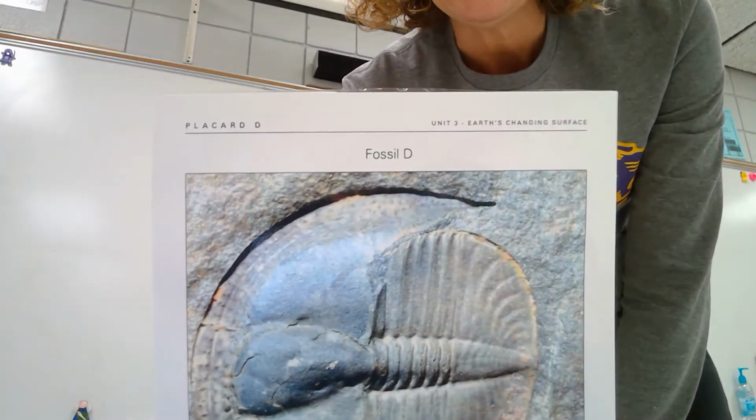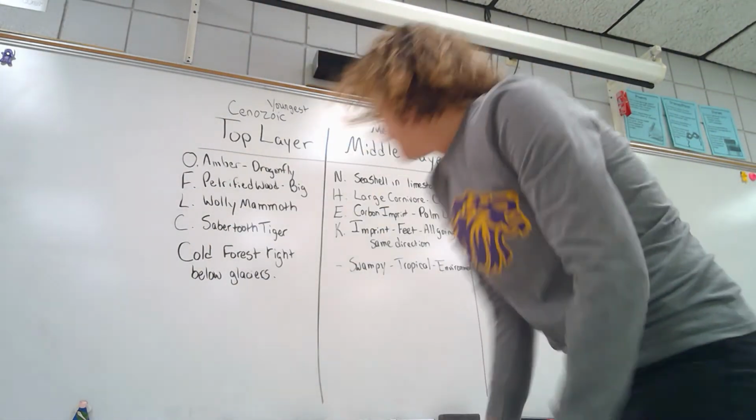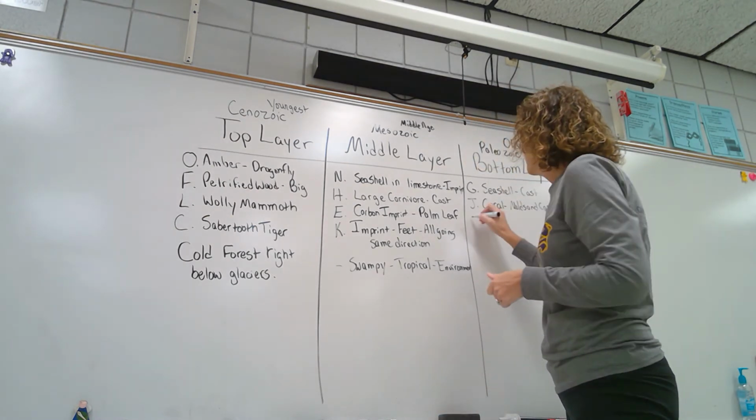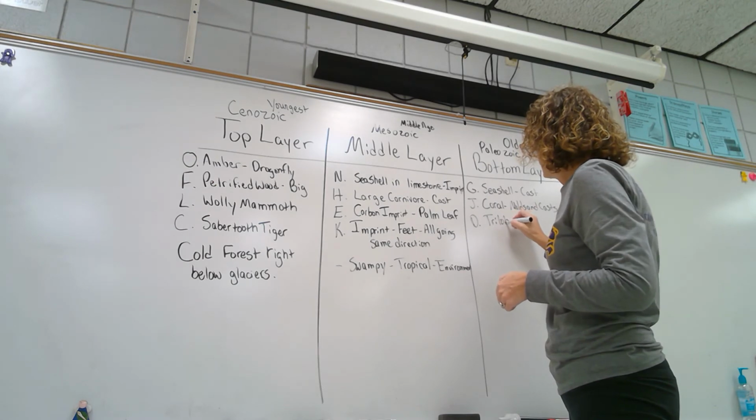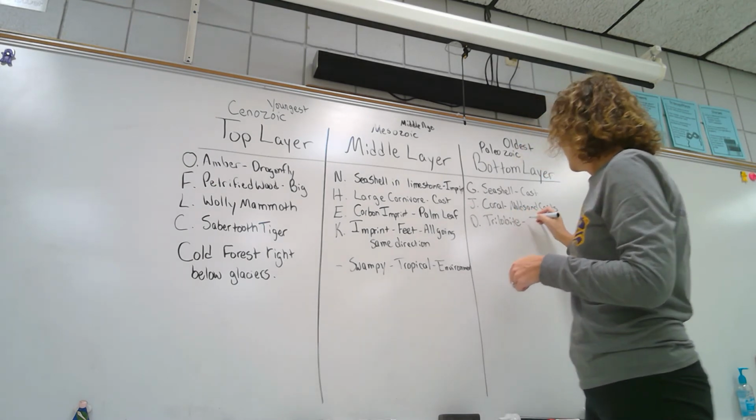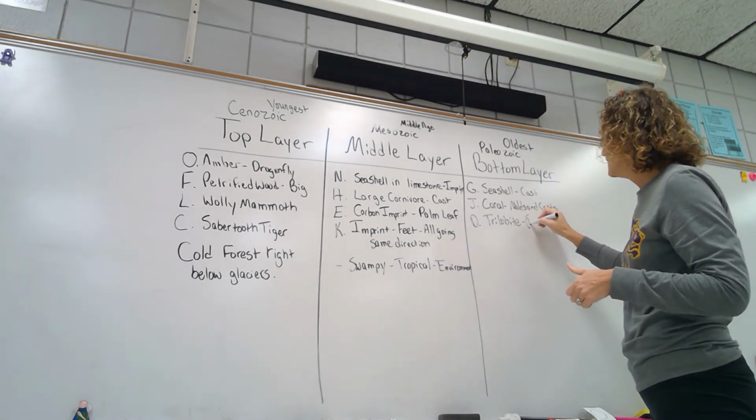So this is fossil D. So it's right here in this bottom layer. Fossil D is a trilobite, which is a lot like, what did we say, the horseshoe crab.